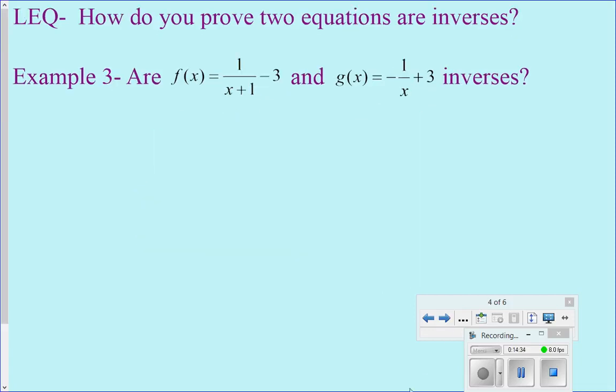Okay, so let's try one more. Once again, you could either find f of g of x and g of f of x and show that they both equal x, or you can find the inverse of f of x, find the inverse of g of x, and show that the inverse is equal to the other equation. With these two, these are a little bit more complicated equations, so I don't know if one way seems easier than the other, but again, either would work.